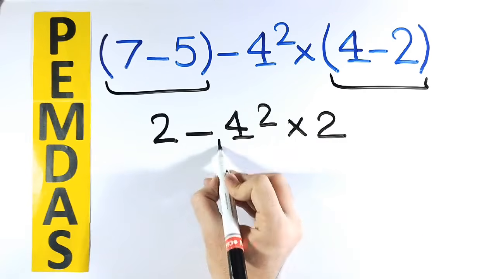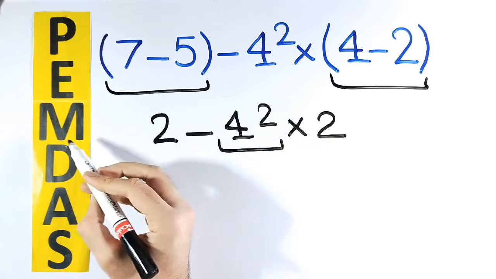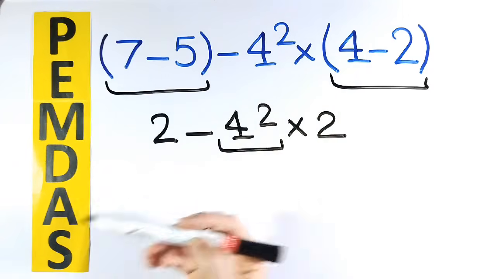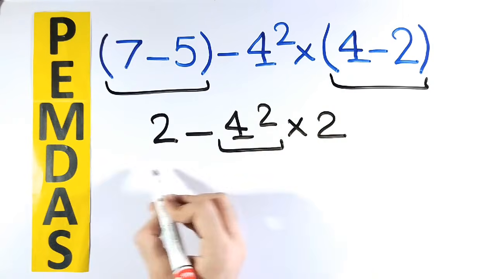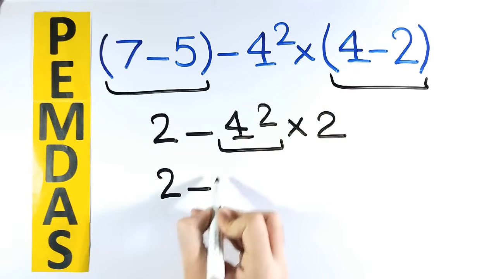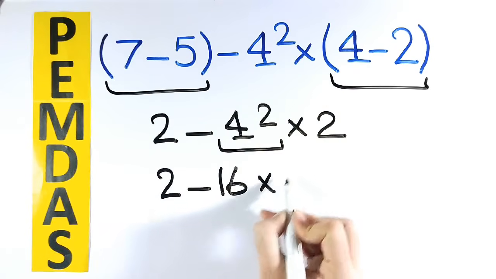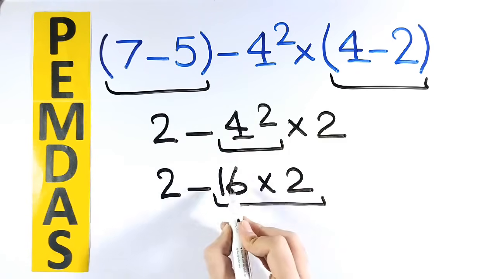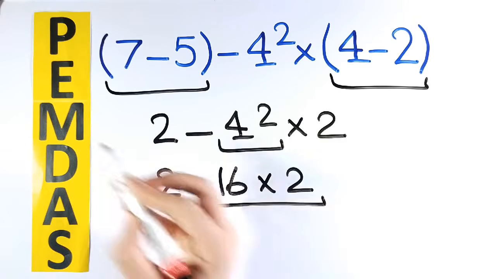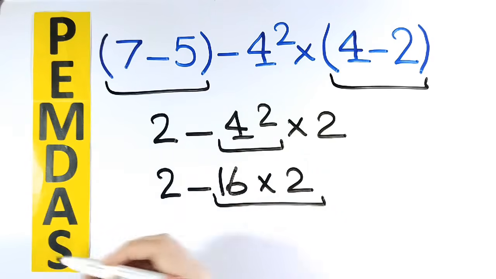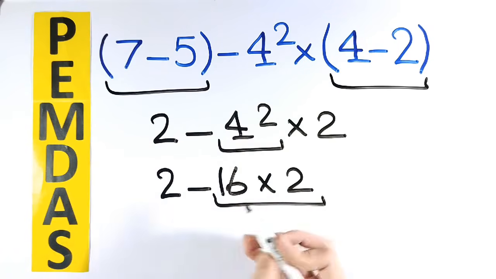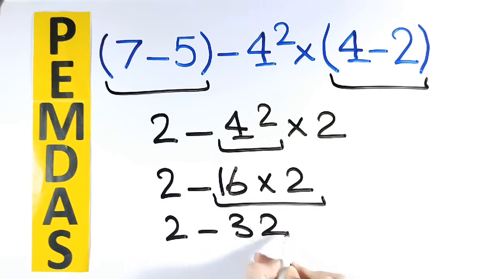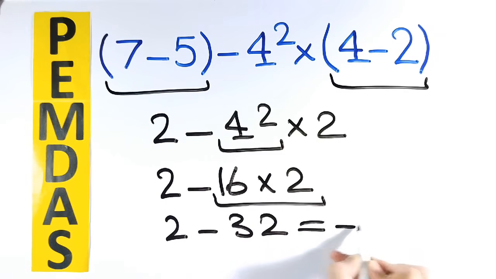And the next step, we go for the exponent because in the PEMDAS rule, after parentheses, exponent has a higher priority than the other operations. So, we rewrite this expression as 2 minus 16 multiplied by 2. And the final step, we go for the multiplication between 16 and 2 because multiplication has priority over subtraction. So, instead of this expression, we can write 2 minus 32, which finally gives us the answer negative 30.